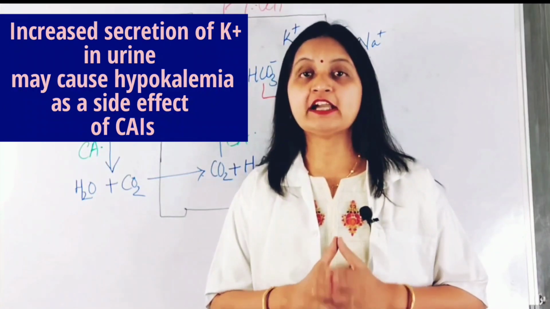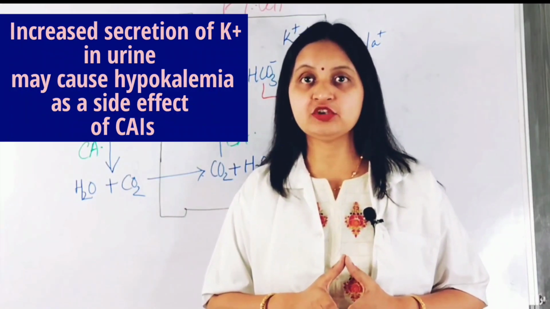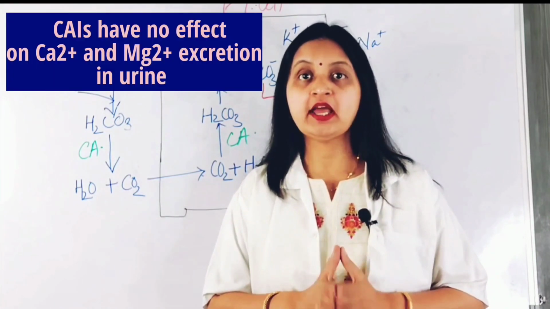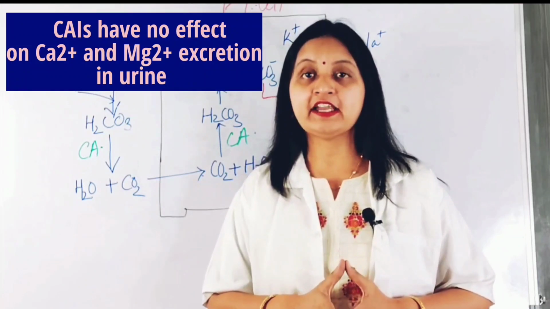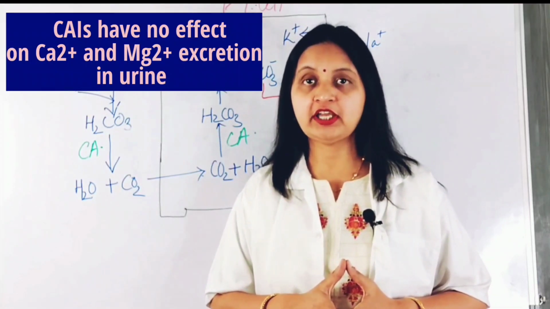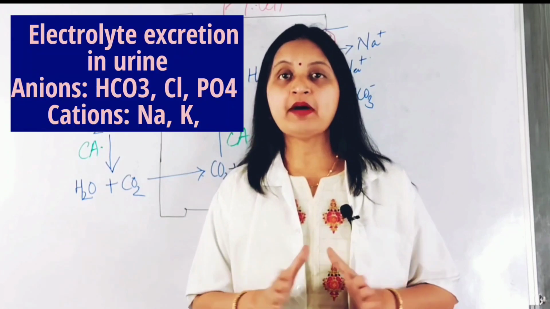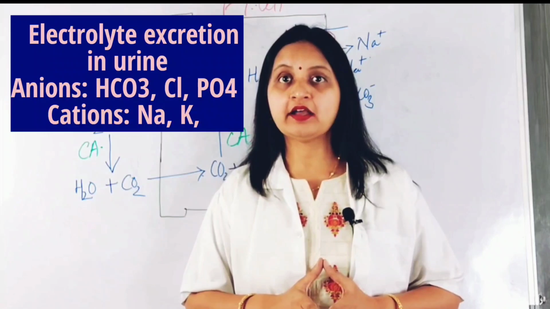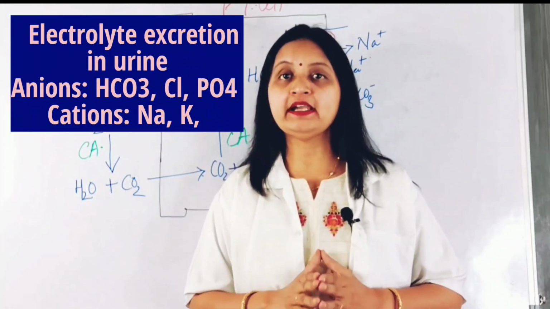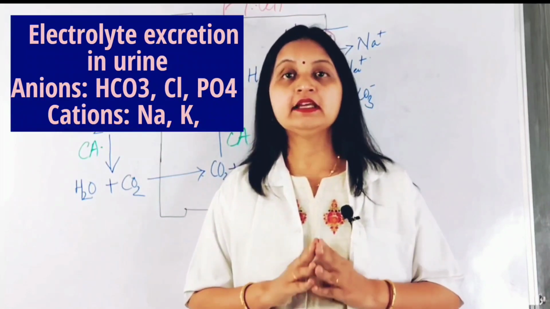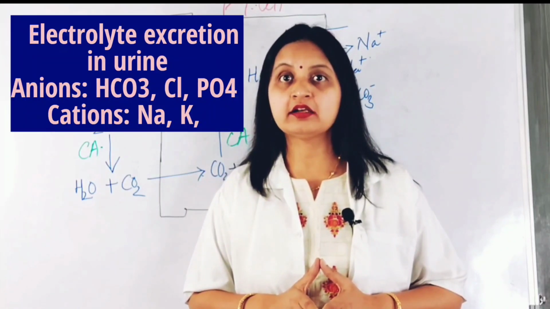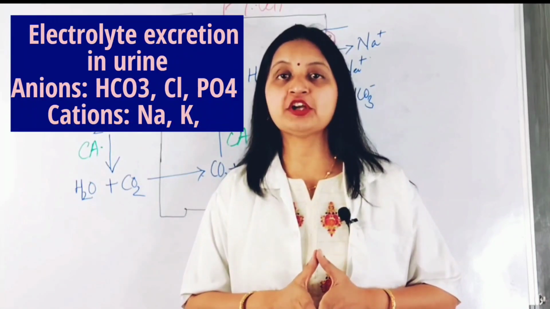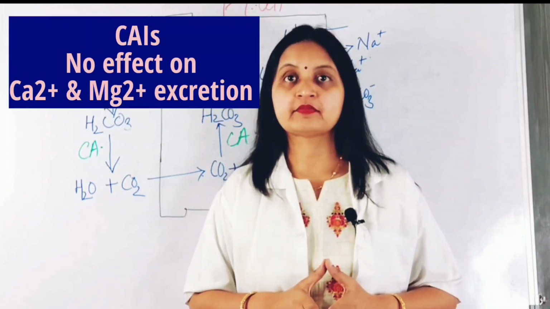Also, it has been observed that phosphate excretion is enhanced in urine, but there is no effect on calcium and magnesium excretion, unlike loop diuretics that influence calcium and magnesium excretion in urine. So to sum up, the anions that are excreted in urine are bicarbonate ions, chloride ions and phosphate ions. The cations that are excreted in urine are sodium and potassium, but there is no effect on excretion of calcium and magnesium.